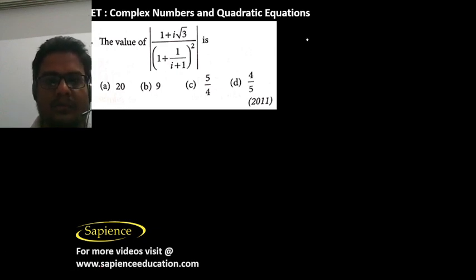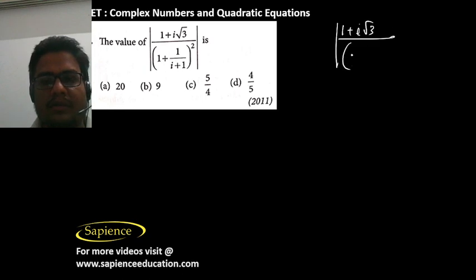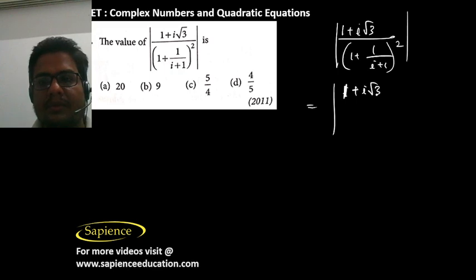So in the previous class we had solved till question number 20. So here we shall solve from question number 21. It is told to find the value of the magnitude, the mod, of (1 plus i root 3) by (1 plus 1 by i plus 1) whole square. So this can be written as mod of 1 plus i root 3 divided by i plus 1 divided by i plus 1 whole square.